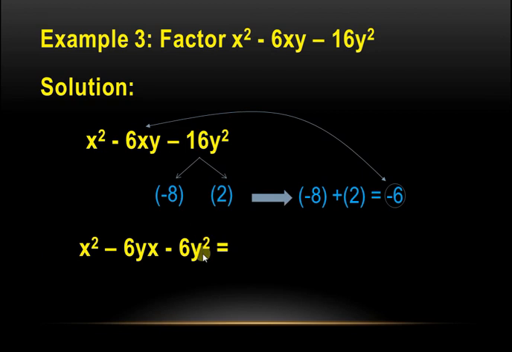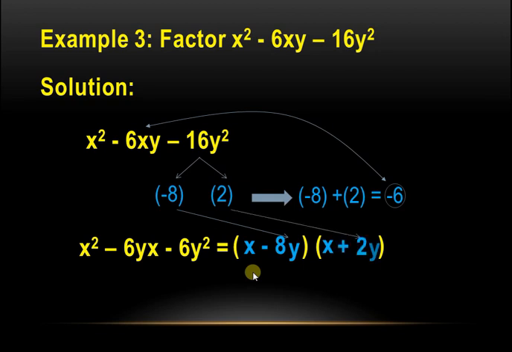Now, what are we going to do with the y squared here? Just like what we did with the x squared, the x will be placed here, and for the y squared, the y will be placed here. So 1x here, and 1y here. 1x here, and 1y here. Let us see. So that's the first one, and then we put the y. Then we have the x, and we have the positive 2, and then we put the y. So the factor of x squared minus 6xy minus 16y squared is equal to the quantity of x minus 8y times the quantity of x plus 2y.